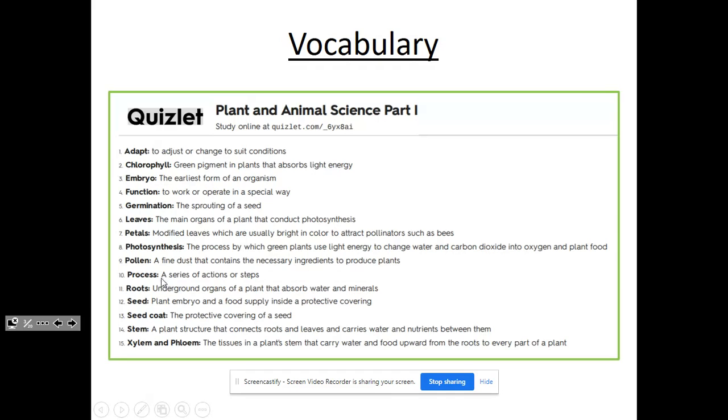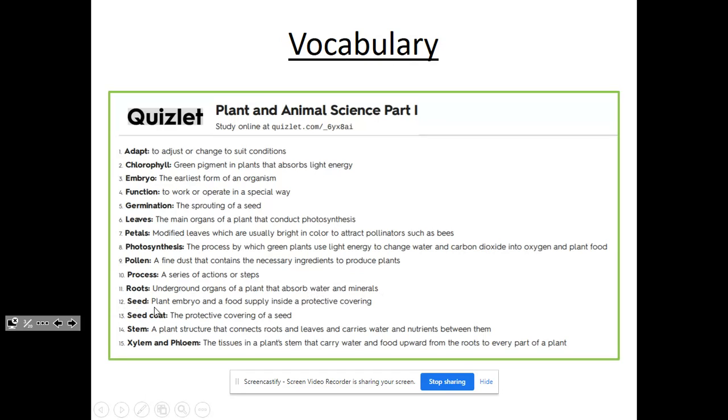that fine yellow dust. Process is a series of actions or steps. We'll talk about that as it relates to our science topic. Roots are the underground organs of a plant that absorb water and minerals. Got to have those roots in order for that plant to eat and drink.